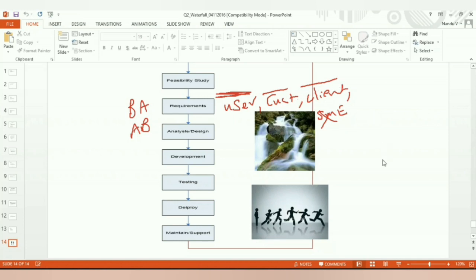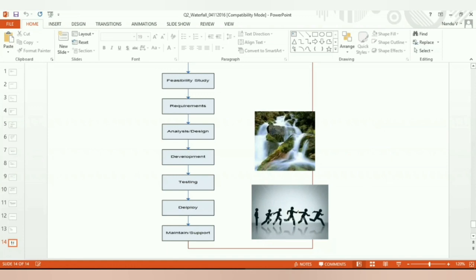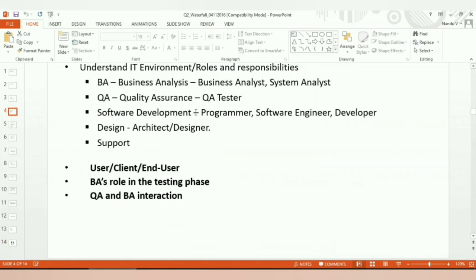Who participates in the design phase? They all come up with glorified names from time to time. Architects, designers, senior programmers. QA, they are called QA testers these days. They are even called software development test engineers. That is one of the latest names, software development test engineers or something similar.